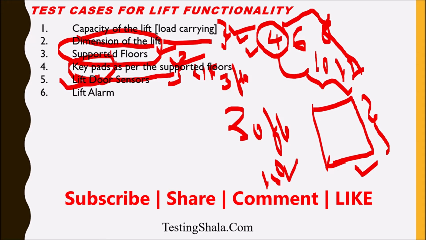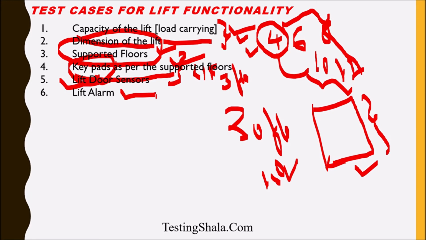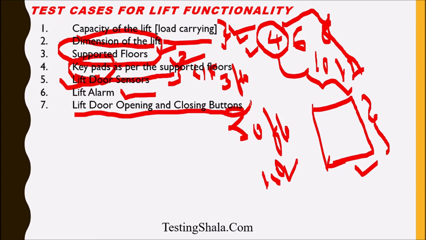The sixth test case you should write here is the lift alarm. There should be a provision to have an alarm inside the lift. When somebody wants to set an alarm for an emergency situation, it should work as expected. Then you should also validate the buttons in the lift for opening and closing the lift doors. That is the 7th test case.